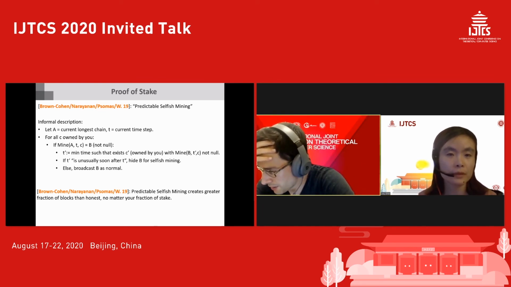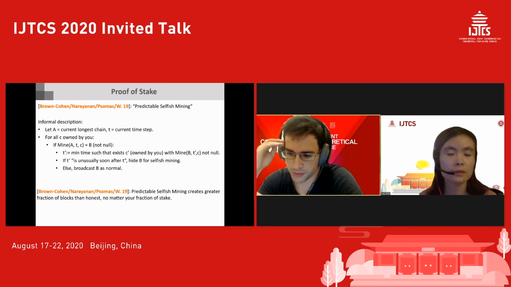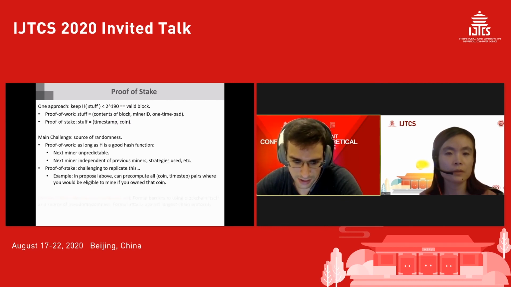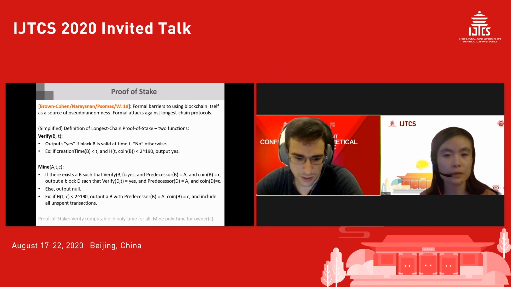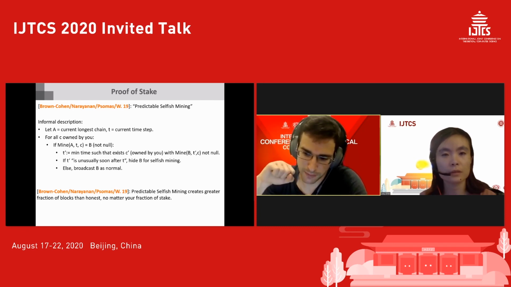Right. I don't know if this is exactly what you were getting at, but there are some proof of stake proposals that use threshold signatures, and that is something different. I don't think I can get into full details, but the question is: as a miner trying to create a block on top of another one, is it computationally efficient for you to figure out the next block you can make? If the answer is yes, then you can do some kind of predictable selfish mining. If the answer is no, then you can't.